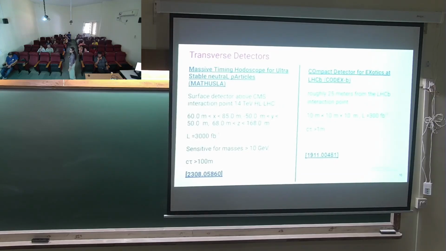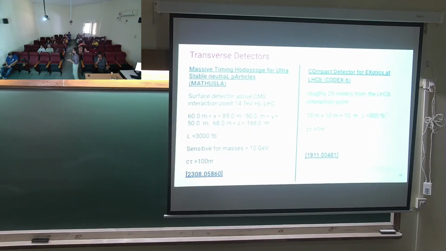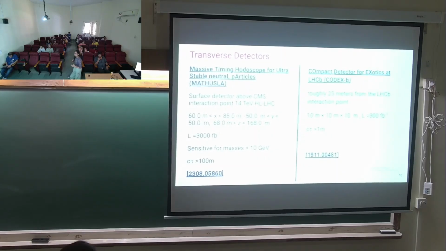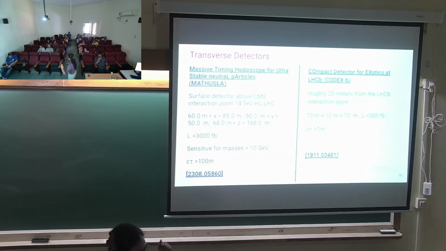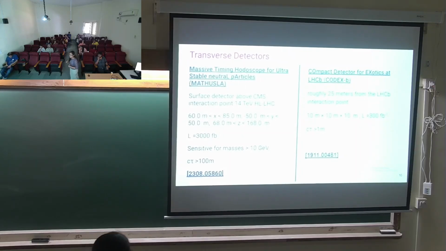Okay. So for the transverse detector, there is a proposal for MATHUSLA. The original proposal was for a box-shaped detector with dimensions 25 meters, 100 meters and 100 meters. It's a surface detector above the CMS interaction point, projected for the 14 TeV HL-LHC. And it was supposed to take data for 3 ab inverse and be sensitive for masses greater than 10 GeV and c tau greater than 100 meters.